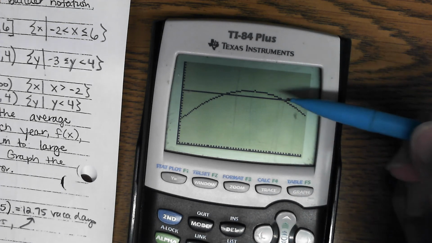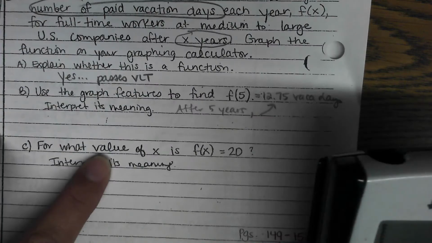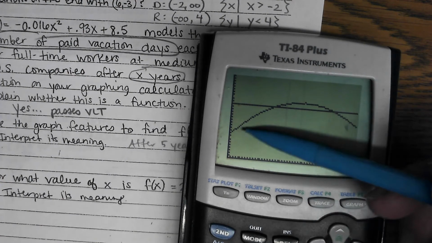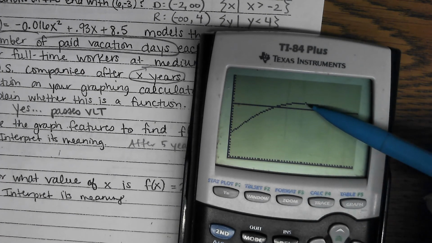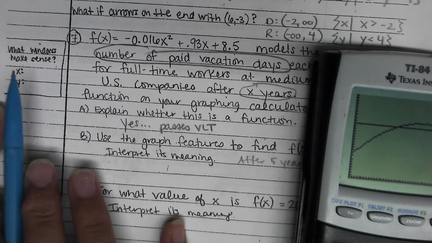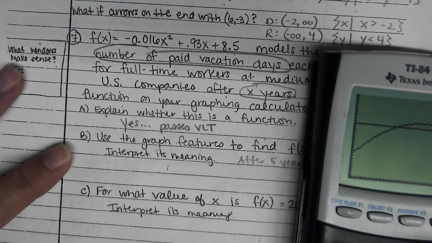Okay, so I wonder if this number doesn't make as much sense. They did only say for what values, they said single value. It also probably doesn't make sense that if you're at the company for a long time, your number of vacation days yearly comes down. So maybe we'll get to that conversation here in a minute when it says what windows make sense.